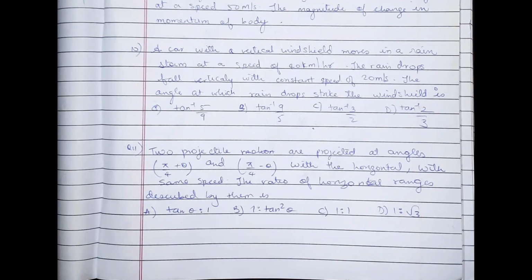The next one is: a car with a vertical windshield moves in a rainstorm at a speed of 40 kilometers per hour. The raindrops fall vertically with a constant speed of 20 meters per second. The angle at which the raindrops strike the windshield is. Now again in this problem, one is given in kilometers per hour and the other in 20 meters per second. We'll have to convert.